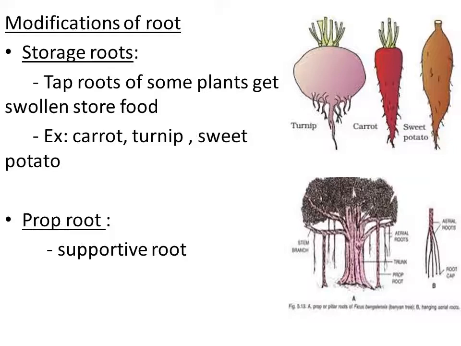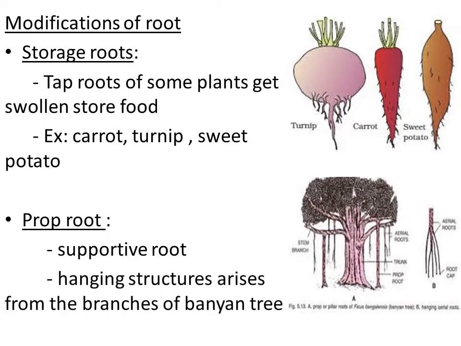The branches in the banyan tree are actually very long. So in order to give additional support to the long branches, adventitious roots form from the branches. Those adventitious roots will hang. They are the hanging structures, right? Sometimes they touch the soil and give lots of additional support to the growing branches. So these hanging roots are called prop roots, right? The hanging structures that arise from the branches of the banyan tree are named prop roots.